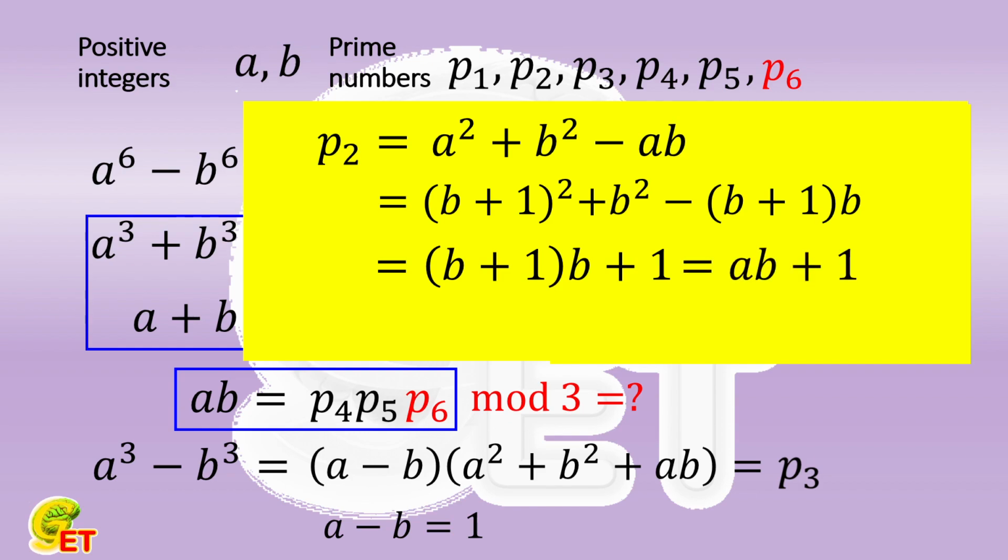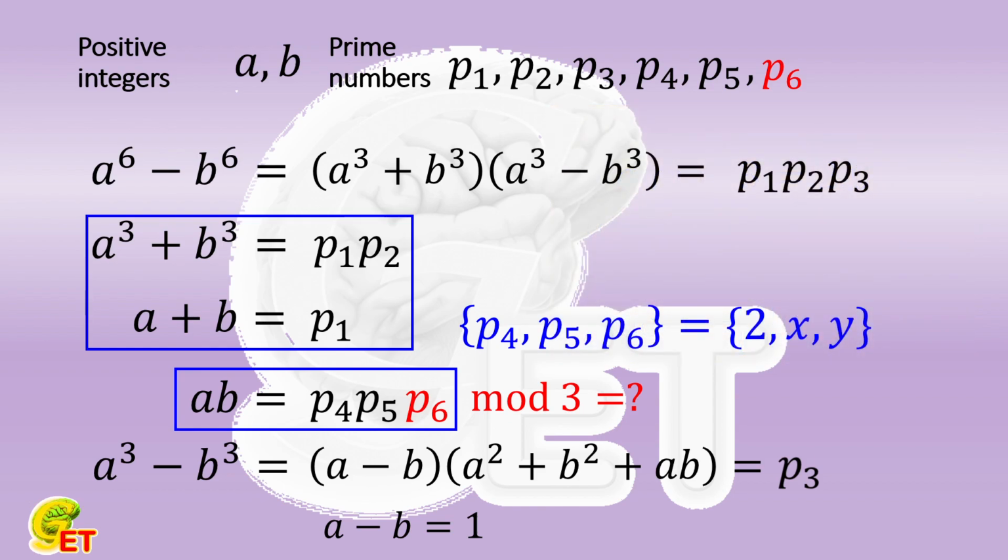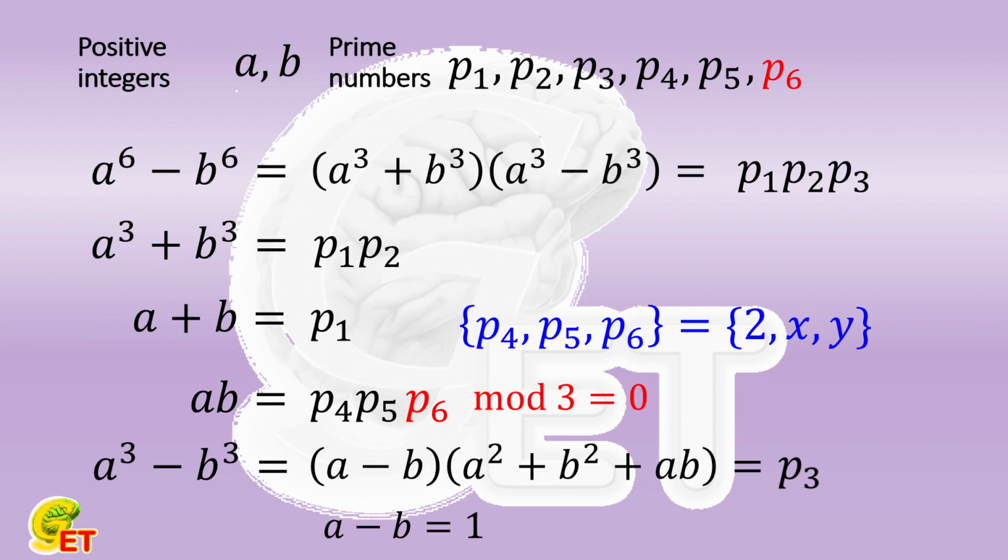If the remainder of a times b divided by 3 is 2, then p2 must be divisible by 3. And a times b is equal to the product of 3 prime numbers, so its minimum value is equal to 8, plus 1, the minimum value is equal to 9, which is much bigger than 3. So p2 will be a composite number divisible by 3, rather than a prime number. So the remainder of a times b divided by 3 cannot be 2. It can only be 0. In other words, p4 times p5 times p6 must be divisible by 3. One of these 3 prime numbers must be 3.